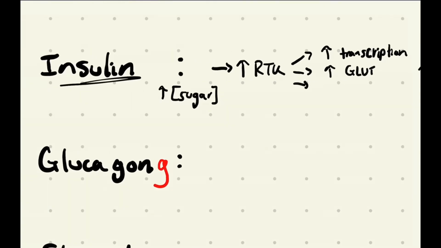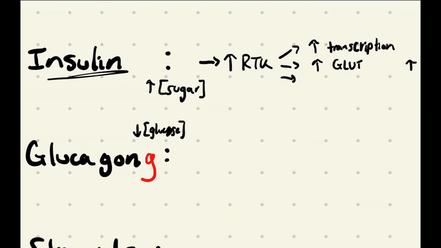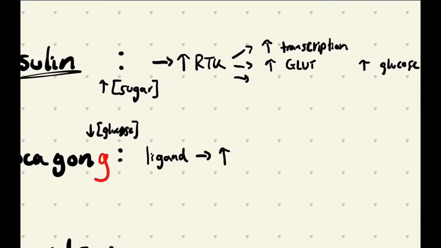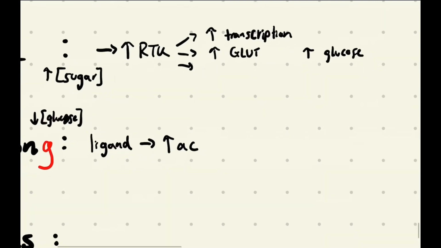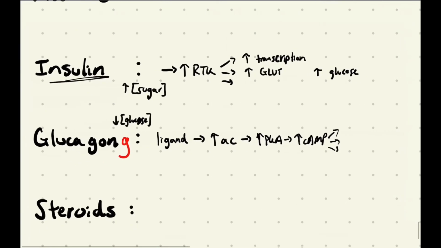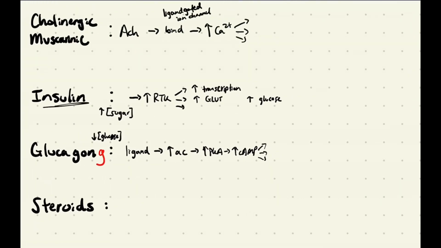Right, glucagon is going to be the converse of that. It's when you have low blood glucose levels, you're going to trigger the release of glucagon. Glucagon is going to bind to its receptor. It's going to be very similar to your Gs pathway or your beta pathway, right? So your ligand is going to bind. It's going to activate adenylyl cyclase. And as adenylyl cyclase gets activated, it activates PKA. PKA activates cyclic AMP, and you're going to have many of the downstream effects that you would have from that Gs pathway.